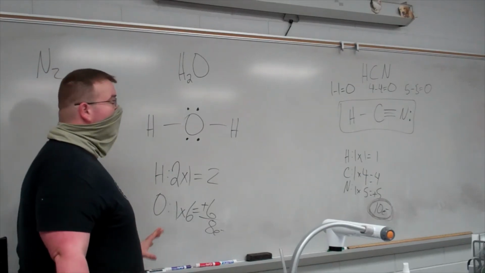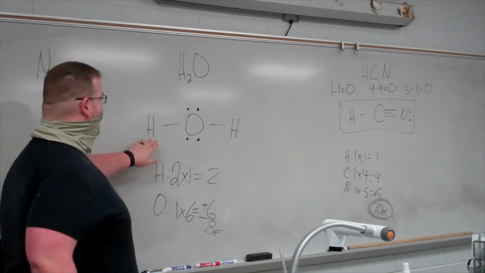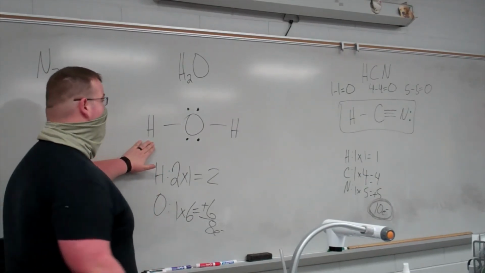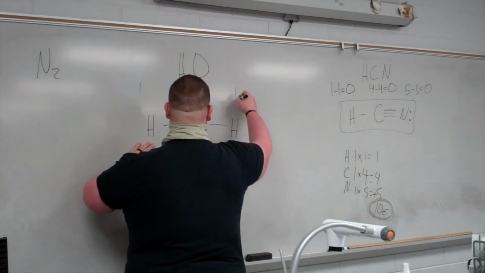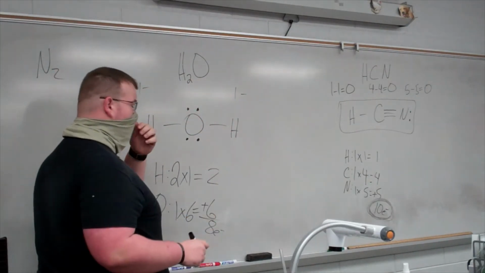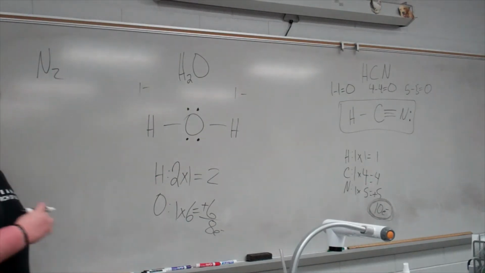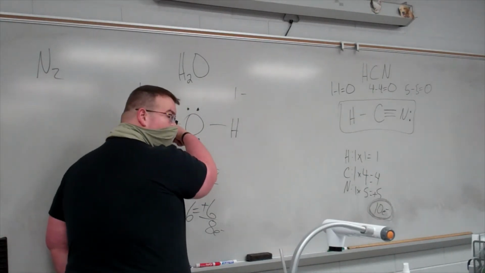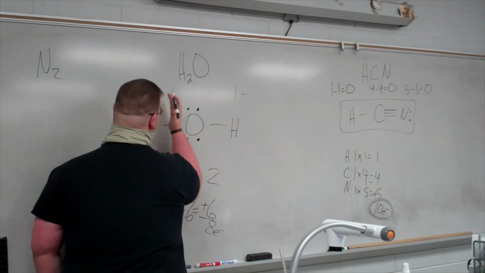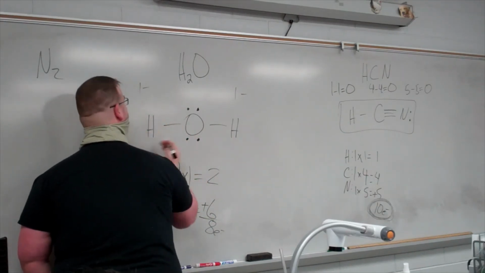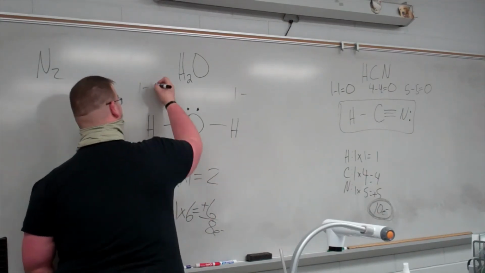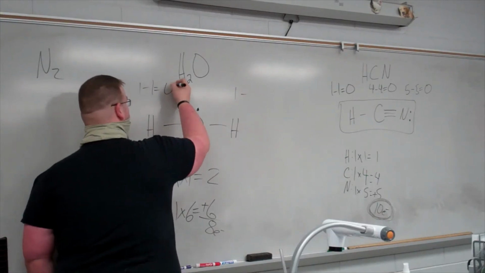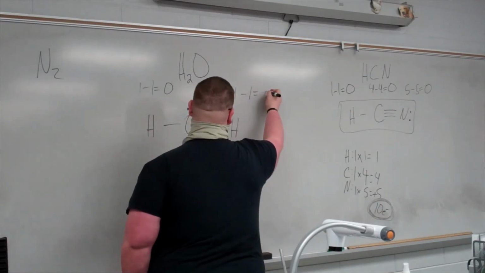Now, let's move to charge. How many valence electrons does hydrogen normally have? 1. So it's 1 minus how many valence electrons are we showing for hydrogen? 1. Why are we saying 1 when there's a bond here? Because you break it in half. 1 goes to the hydrogen, 1 goes over to the oxygen. 1 minus 1 is 0. Same for the other hydrogen, 1 minus 1 is 0.